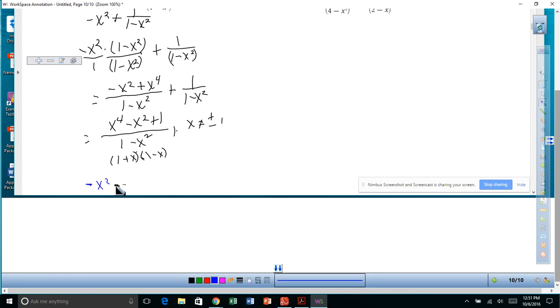Now let's do the subtraction, do it in blue. Negative x squared minus 1 over 1 minus x squared. We're going to do the exact same thing. First we're going to get like denominators, and we already did that. So we got negative x squared times 1 minus x squared over 1 minus x squared, minus 1 over 1 minus x squared. Ooh, what did I do? I got negative x squared times 1, that's negative x squared. That was supposed to be plus x to the fourth. So that's going to be x to the fourth minus x squared, and then minus 1 over 1 minus x squared. Again, x cannot equal plus or minus 1.